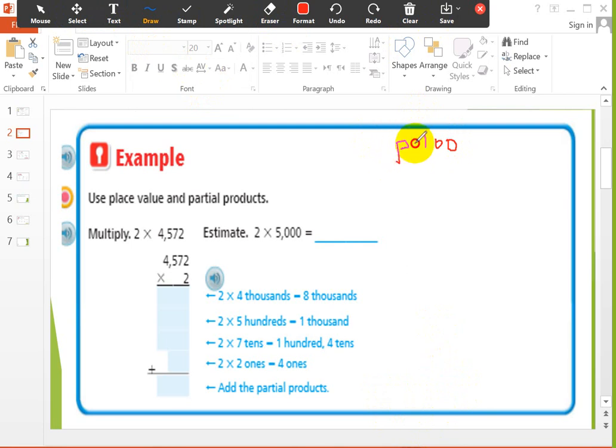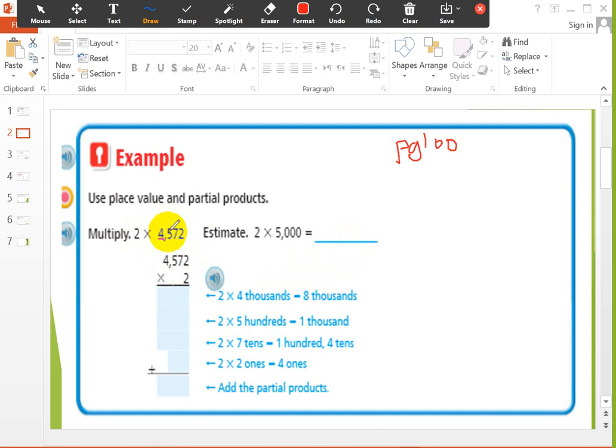Now, in this example, I want to multiply 4,572. So please focus with me, girls. I want to multiply a one-digit number with a 4-digit number. So first thing, I will estimate. How will I find the estimation? I will round the number 4,572 to the nearest thousand. So this is the thousands digit, 4. Before it, I have 5.